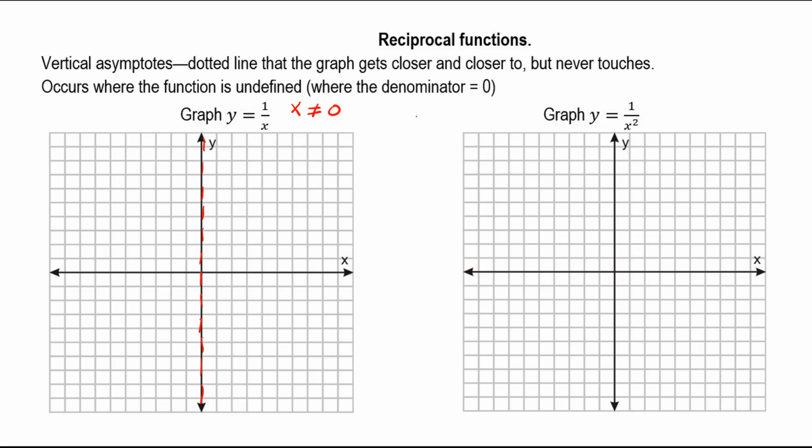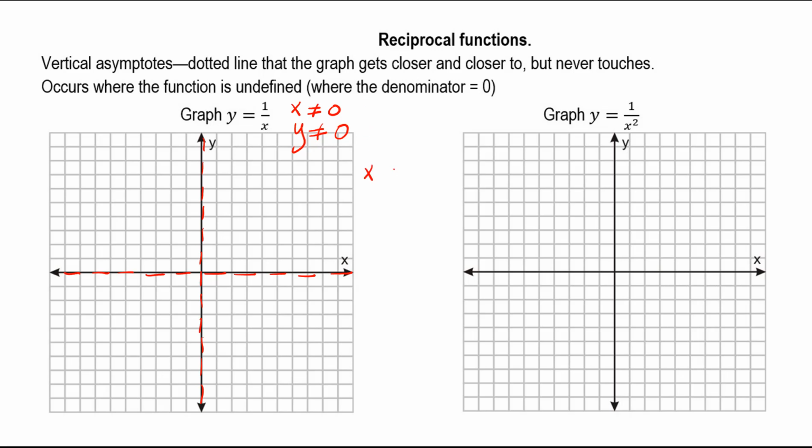We also know that y is not going to be 0 because there's nothing you can put in to this function to get y equals 0. No matter what you put in for x, 1 over x will never be 0. So the x-axis is also an asymptote. We can't touch it. We can't go across it. So these two lines are going to be lines that we approach but never touch. So what's going to be happening here? Well, we know that if x is positive, y equals 1 over x is positive.